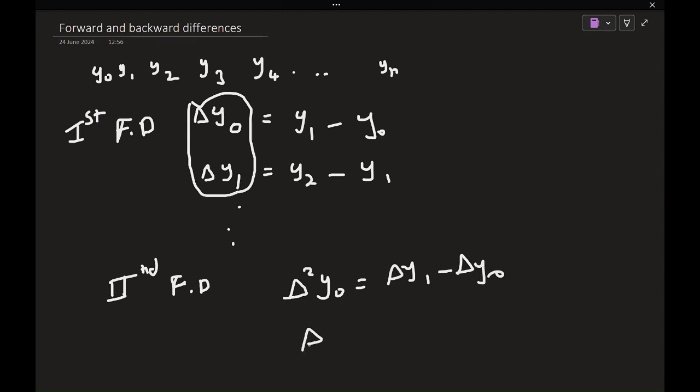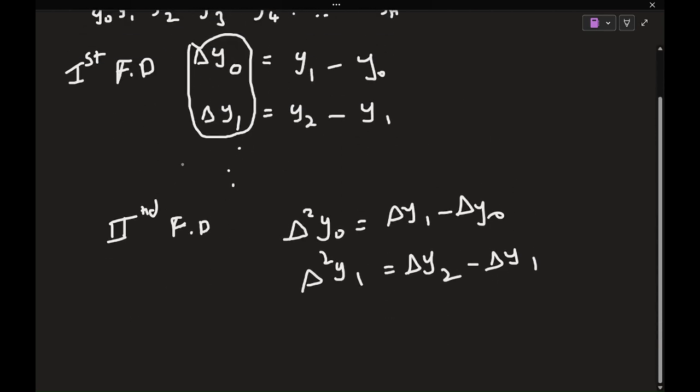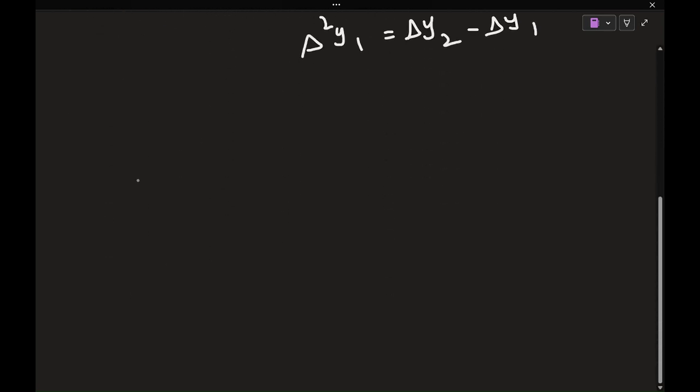So what will be del square of y1? That will be del y2 minus del y1. I think you guys get the logic here. So this is forward difference. Now let's go to backward difference.